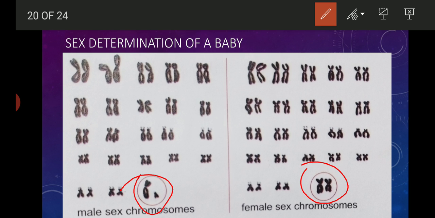In males, it consists of X and Y. This is the XY chromosome pair, and in females it is X and X. This pair is known as the sex chromosomes, in both female and male.